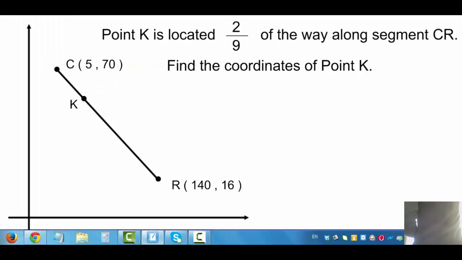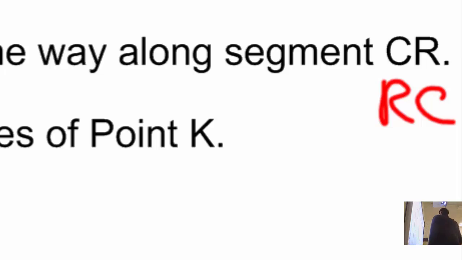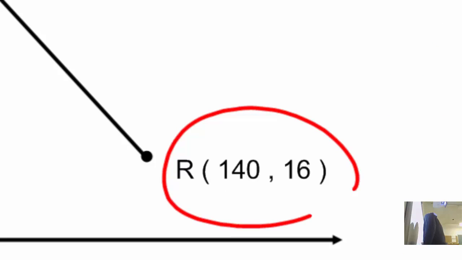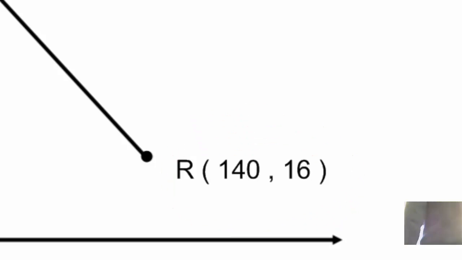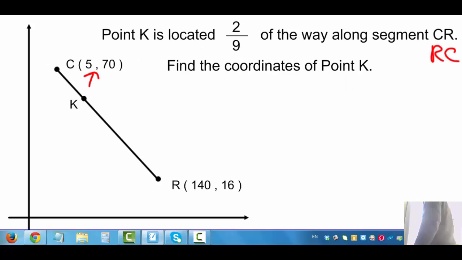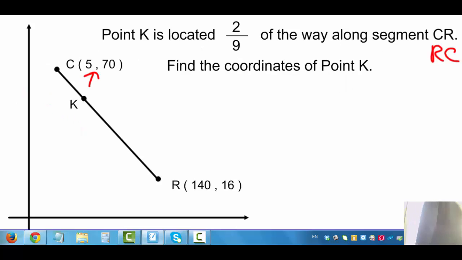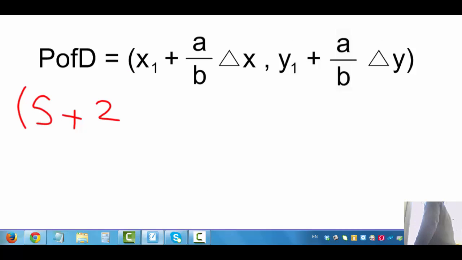Now let's go apply those rules. If this segment was RC, then your x1 and y1 would be the coordinates from the R. Let's continue. Now x1, which one is x1? From the C, which is 5. So open brackets, 5 plus, what is a divided by b? That's usually given with the question, which is 2 divided by 9. 2 divided by 9. And now we're going to have the differences between the x.